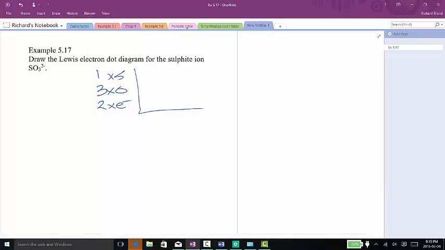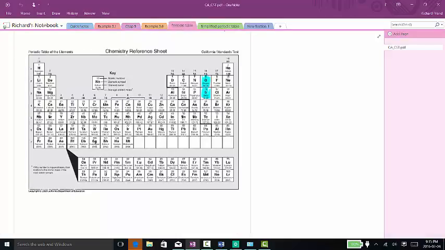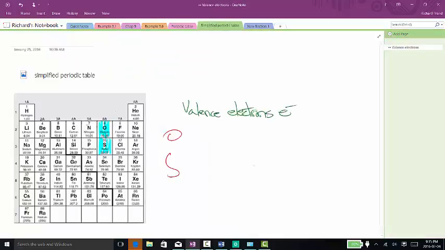Looking at a periodic table, oxygen and sulfur are both in group 6A. So both oxygen and sulfur have 6 valence electrons. Looking at a simplified periodic table, once again, oxygen and sulfur are in the 6th column over: 1, 2, 3, 4, 5, 6. They both have 6 valence electrons. I explained the simplified periodic table in an earlier video in the What is Chemistry channel.